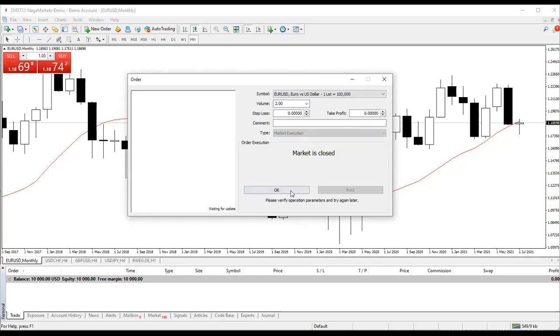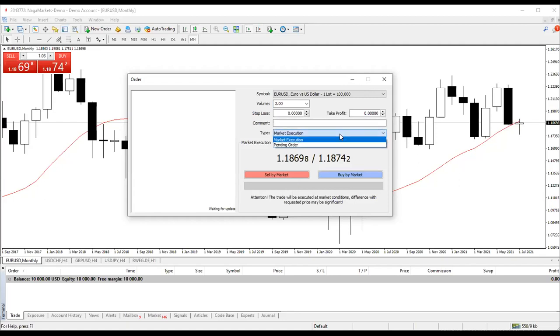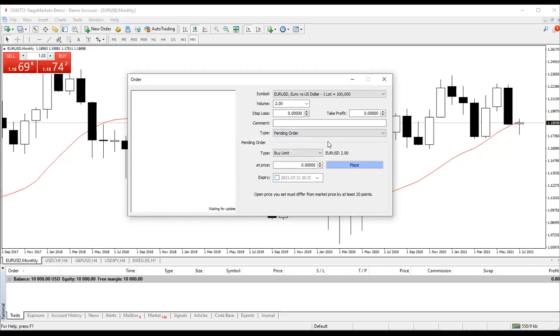Now, for the pending orders, I have to click on the type of order. This dialog box pops up and I select pending order. Then I input the price. This price tells you, for example, that I want to use a buy limit, or let's say a buy stop. A buy stop means I'm taking a buy above the current market price. So I'll select buy stop.